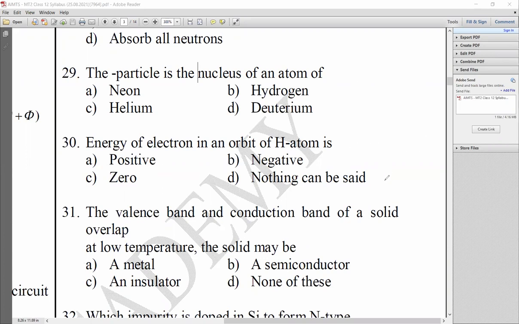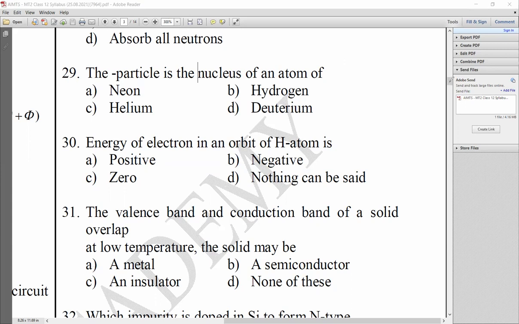The valence band and conduction band of a solid overlap. At what temperature, or what kind of solid may it be? The valence band and conduction band are overlapping, so obviously it is a metal. A metal is a conductor, so the bands overlap. In a semiconductor, the energy gap will be small, whereas in an insulator the energy gap will be very high.